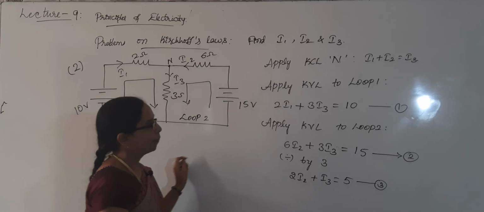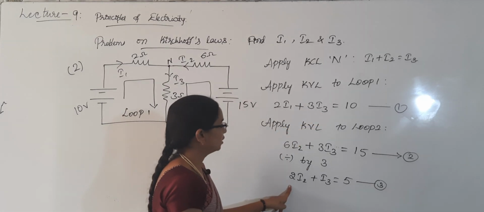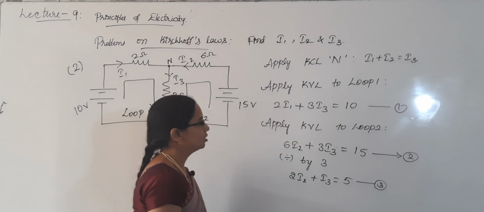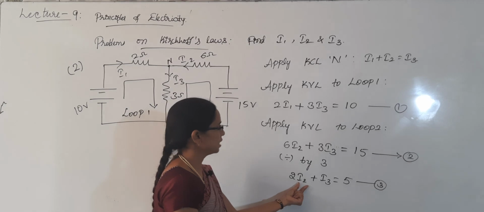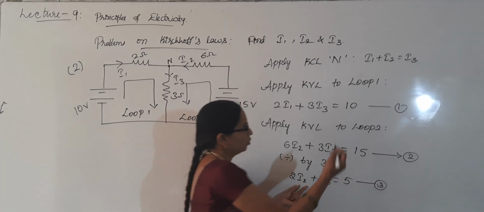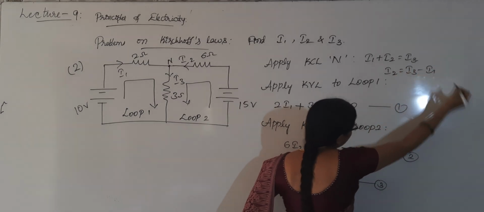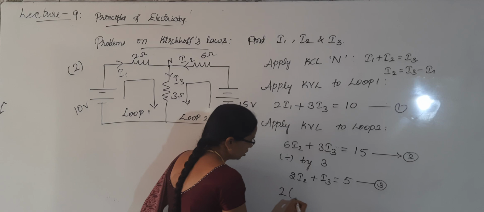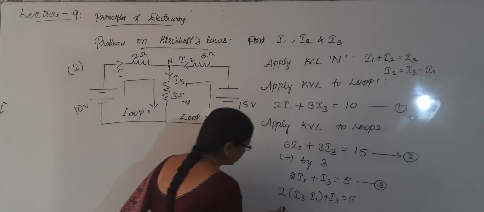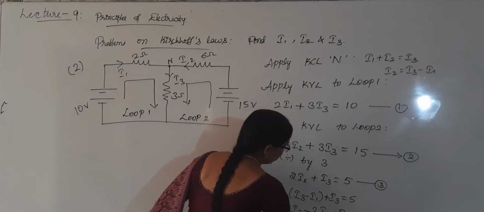Okay. Now in the first equation I1 and I3 are the variables, whereas here I2 and I3 are the variables. So I3 is common in both. So I will replace I2 in the second equation. From the KCL equation, I2 is equal to I3 minus I1. So if I put I3 minus I1 in place of I2, I3 minus I1 plus I3 is equal to 5, what will I get? 2I3 minus 2I1 plus I3 is equal to 5.